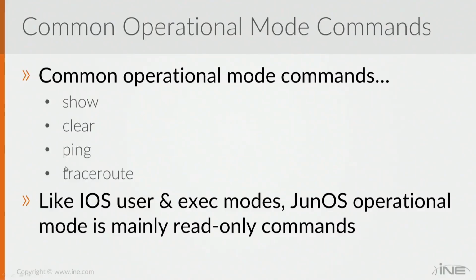So if we think about some of the main commands that we're going to be running from operational mode, like I said, most of the time this is where you're going to be showing different options. You can also do tests here, like doing a ping or a traceroute, where just like in IOS, you normally cannot do a ping from global config. Same thing is going to be true from JunOS.